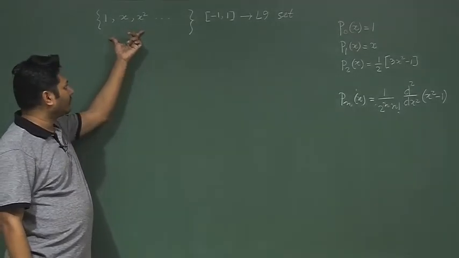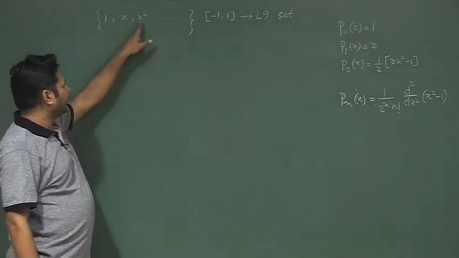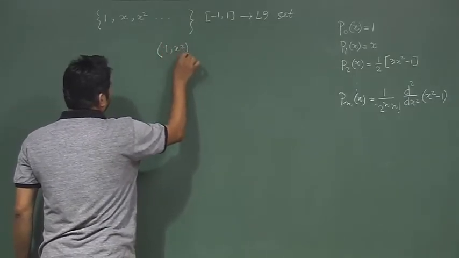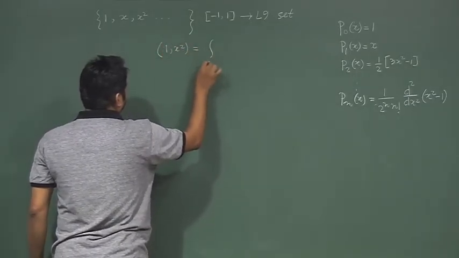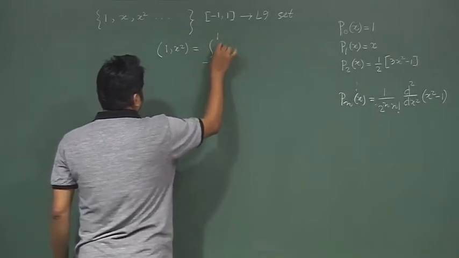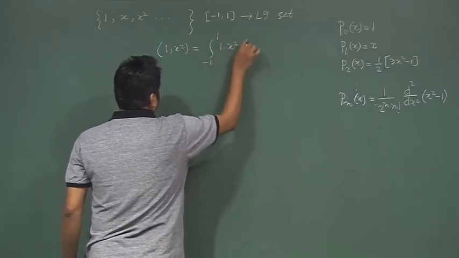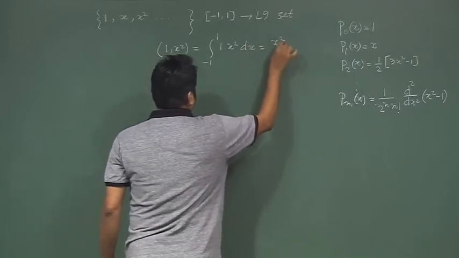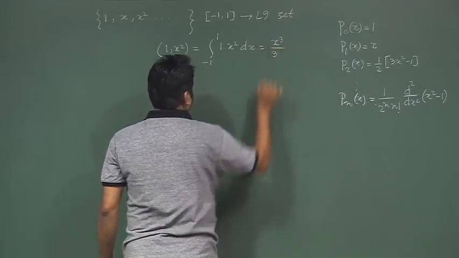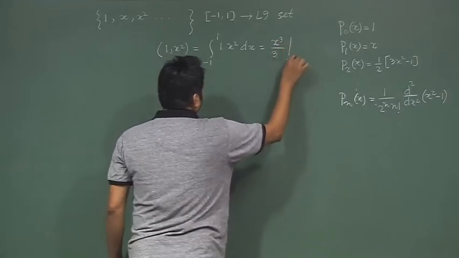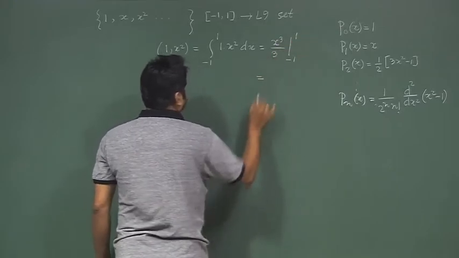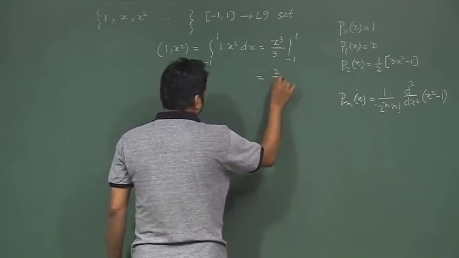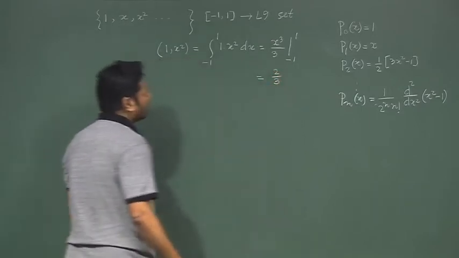If you calculate the orthogonality, you will find that, for example, if I try to find the inner product of 1 and x squared, it should be the integral from minus 1 to 1 of 1 times x squared dx. It should be x cubed by 3 from minus 1 to 1. It will come out as 2 divided by 3, which is not equal to 0.